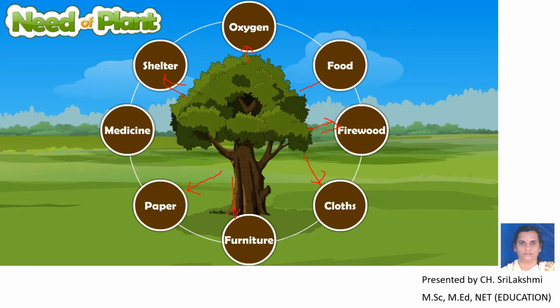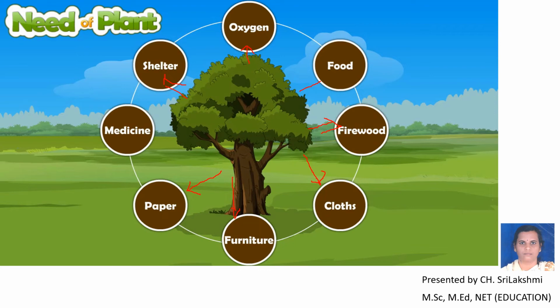So plants give us food, firewood, clothes, furniture, paper, medicine, perfumes, gum. They provide shelter to different birds and animals, and they give food to the animals. So these are the uses of the plants.